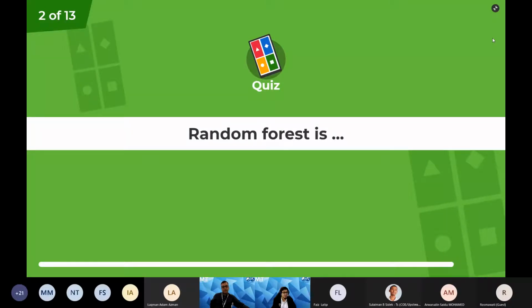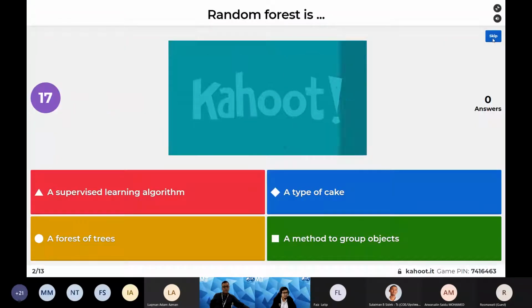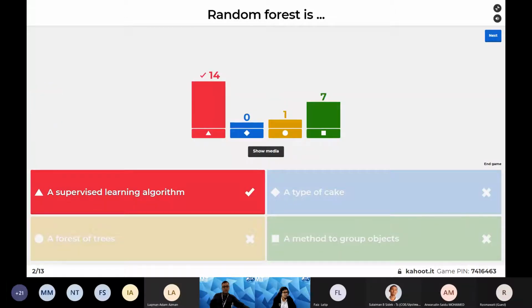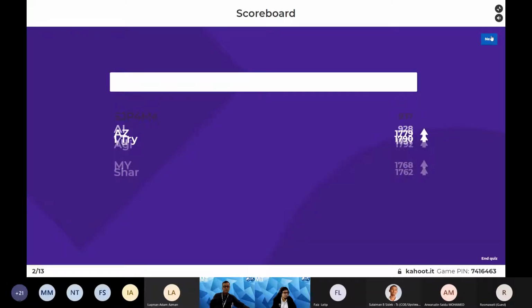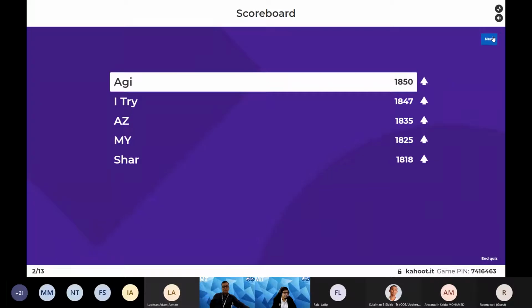A random forest is a supervised learning algorithm, a type of cake, a forest of trees, or a method to group objects. That's correct. Most of you got that right. It is a supervised learning algorithm. Let's see who's in the lead now. Agi takes first place.